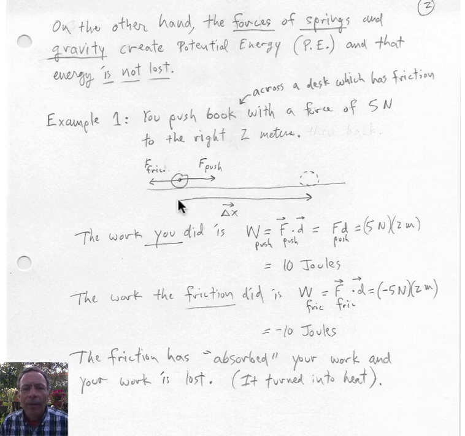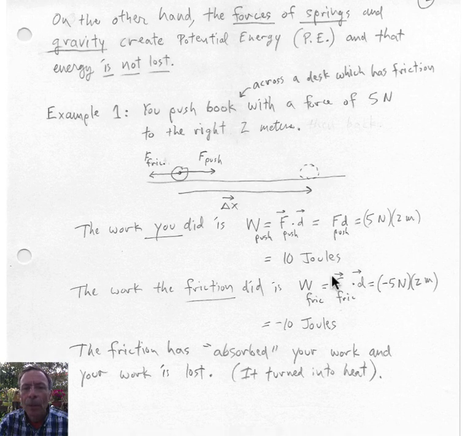All right, so we've got our displacement, delta x, when we're pushing it along. And the work that you did was the force times the distance. The force, in my example here, is 5 newtons, and the displacement is 2 meters. And so we've got 10 joules. We did 10 joules of work.